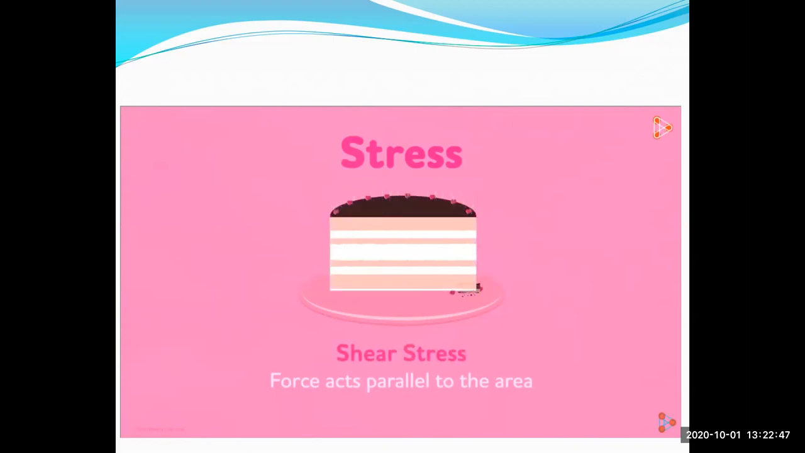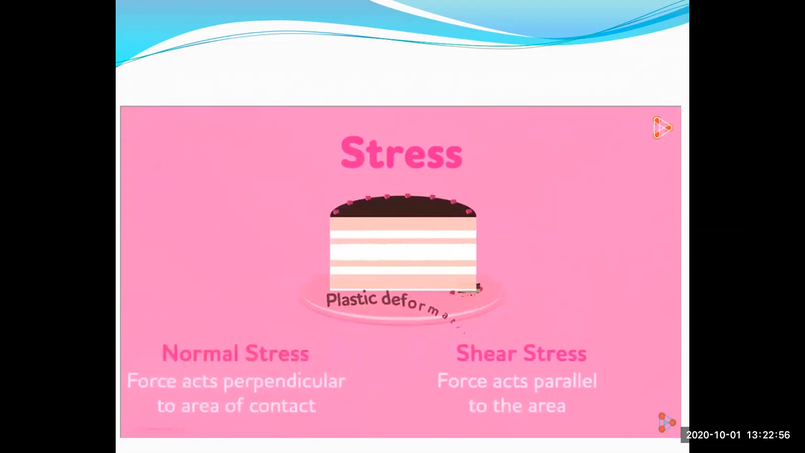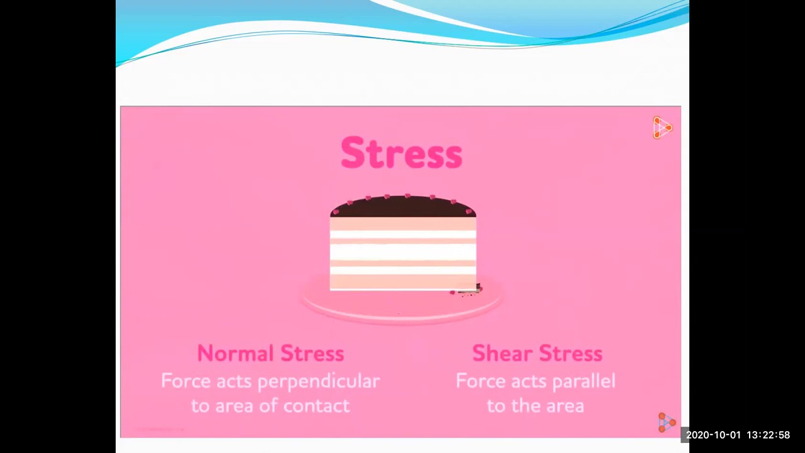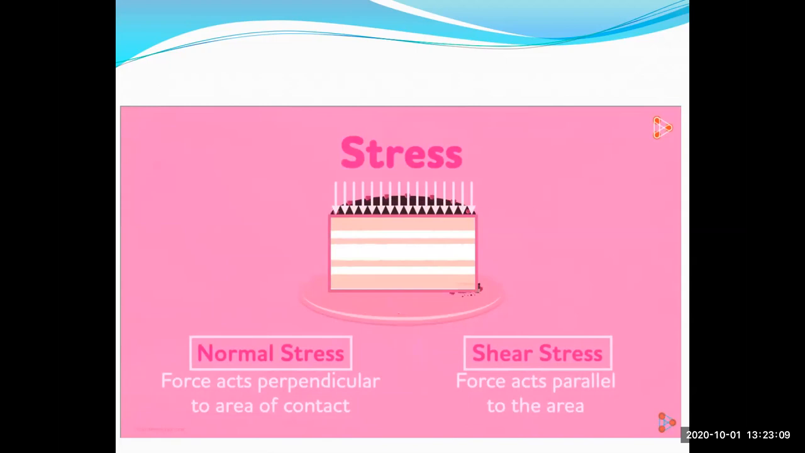This stress tries to push the two surfaces away from each other and hence results in plastic deformation. So this is the basic difference between normal stress and shear stress. Normal stress is where the force is acting perpendicular to the area of contact, while shear stress is the force that acts parallel to the area. Let's take another example which explains shear stress better.